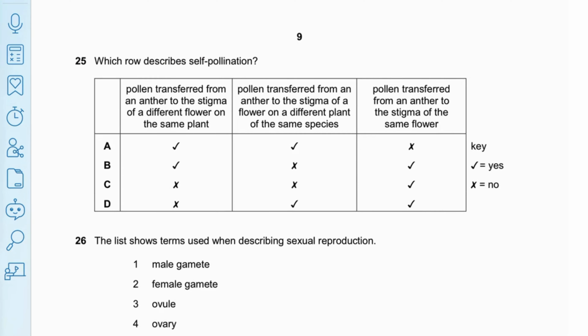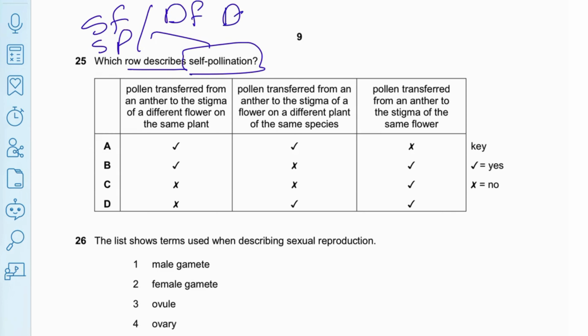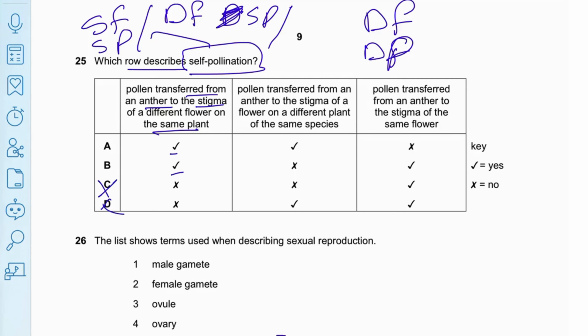25. Which row describes self-pollination? As I told you before, self-pollination, same flower, same plant, or different flower, same plant. Very important to know it. The cross pollination, different flower, different plant. Okay, so let's read it together. Self pollination: pollen transferred from an anther to the stigma of a different flower on the same plant? Yes. So my answer is A or B, C or D are wrong.